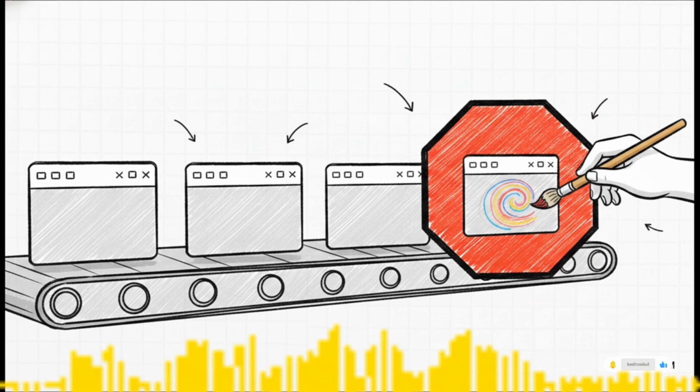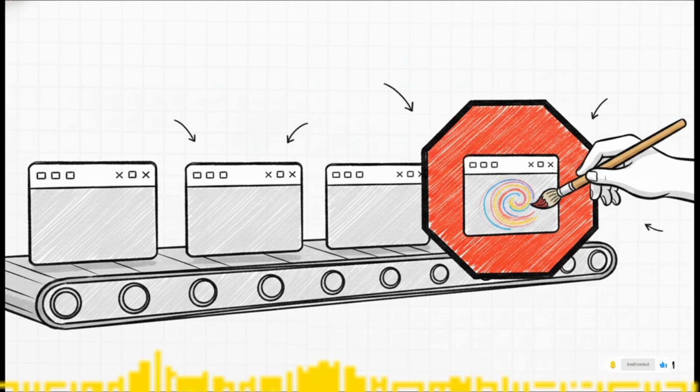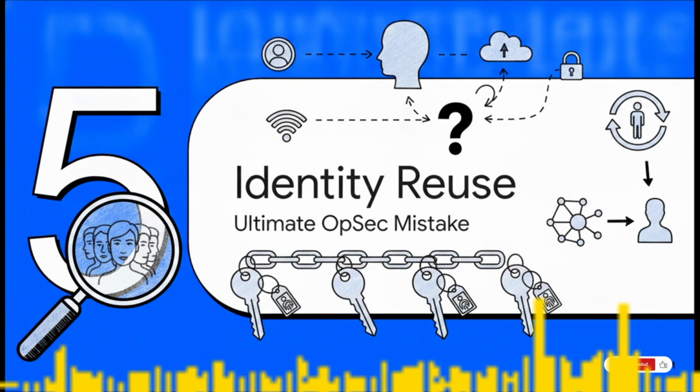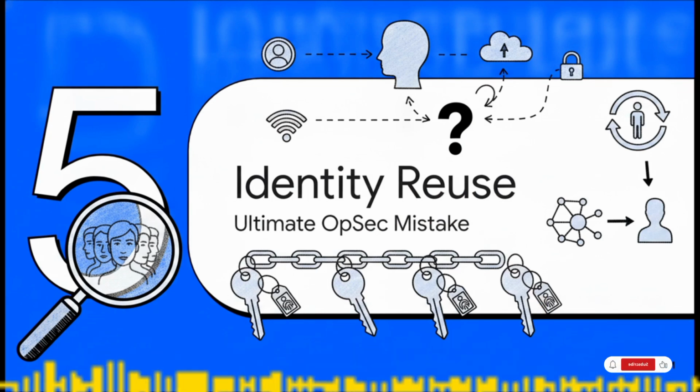For your normal daily browsing outside of Tor, make sure you use privacy-focused browsers like Firefox or Brave, and definitely make sure to enable their built-in fingerprint resistance features. And finally, we reach Section 5, the ultimate OPSEC mistake, identity reuse.